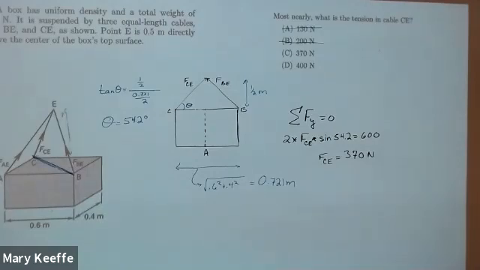I'm understanding part of your question, but not all of it. So you have the two tables, and the 600 is acting on both of them, but we're just solving for the force in the y direction. If I solve for the forces in the horizontal direction, I'm just going to get FCE equals FDE.